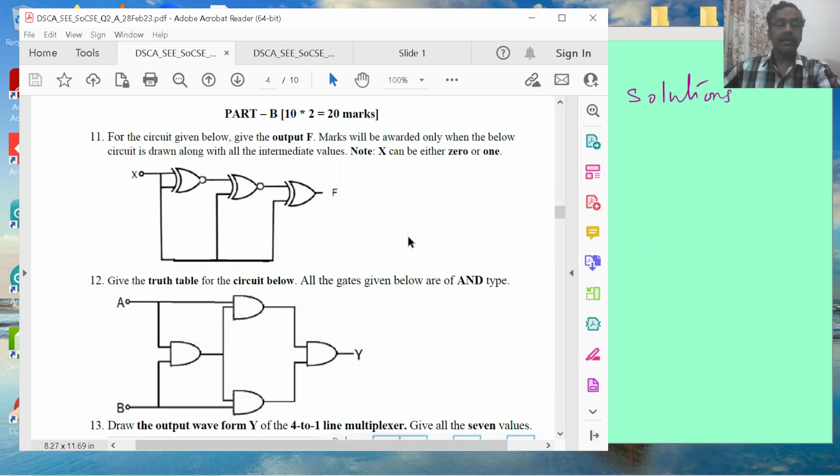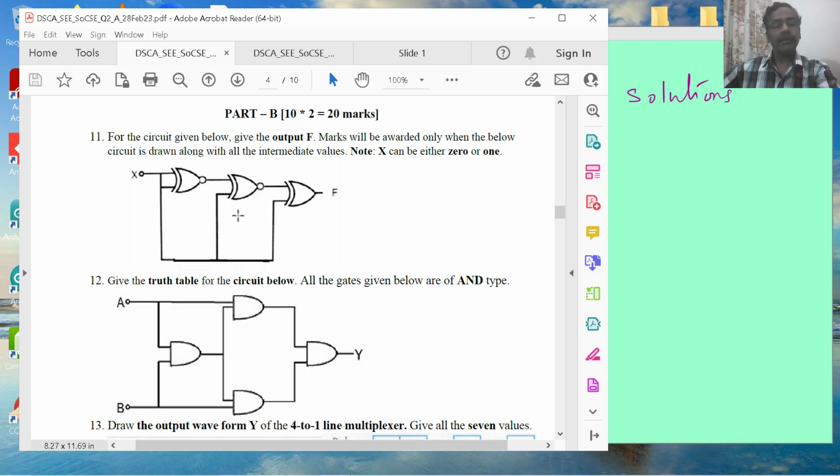Now let us look at the question here. For the circuit given below, give the output F. You are supposed to give the output F, either with respect to X, or a fixed value, either 0 or 1. Because this is a Boolean circuit, it will have either 0 or 1, but it could be based on the input also, so it could be X or X prime. So these are the four possible values that F can have, based on the input as well as the circuit and the components which are used.